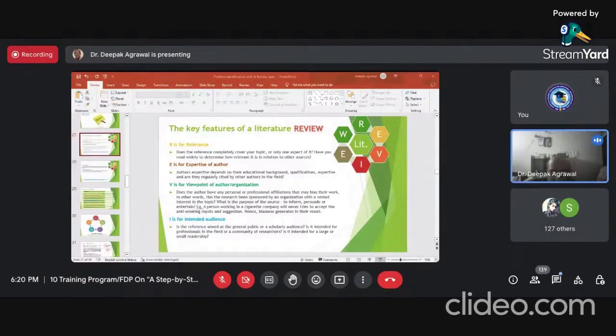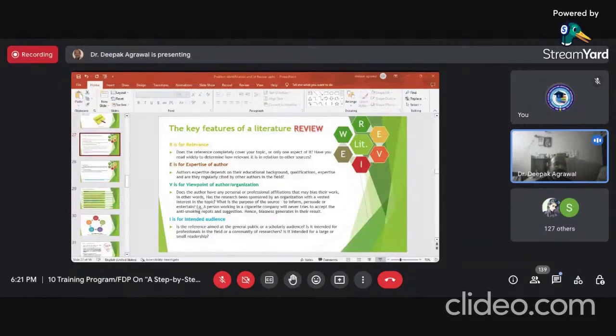If you are a primary scholar, who has just recently added yourself as a research analyst, a research scholar, then in that case you need to devote more time. But my fellow members who are already literate, some of whom might be guides, know very well how to identify the literature reviews. That expertise depends upon educational background, qualifications, learnings, and whether the author is regularly cited by other authors in the field.